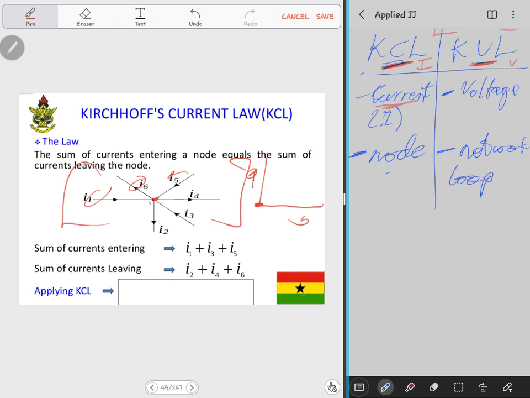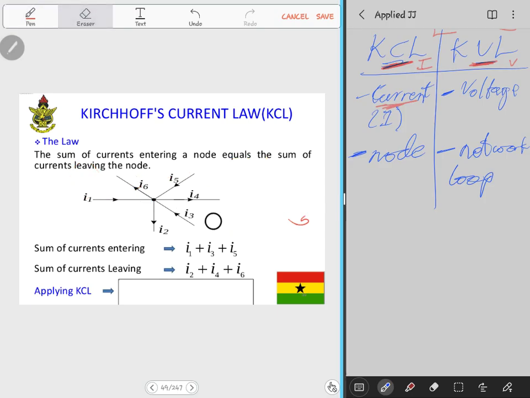A loop. Again, these laws on their own are not that important, but they help us in the analysis of the circuit. Looking at KCL, because our interest is the node, at a particular node the total sum of the current leaving and entering the node is 0. Or we say the algebraic sum of all the current entering and leaving the node is 0.